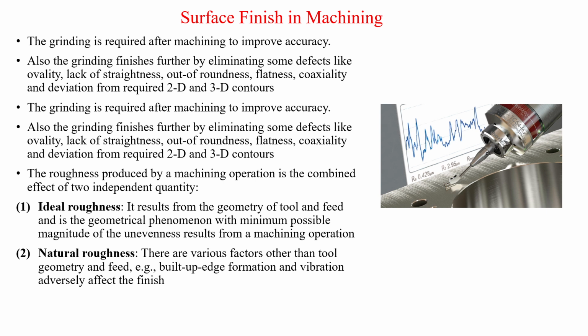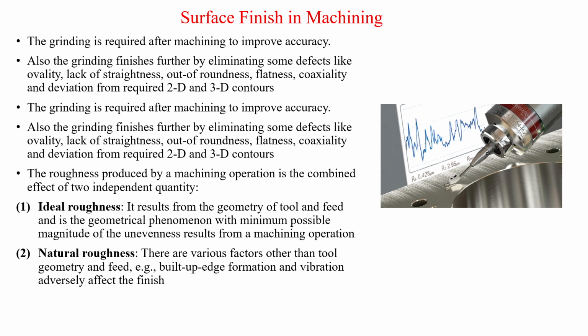See, from the name only you can see, ideal roughness is a very normal, very ideal kind of roughness. It results from the geometry of the tool and feed, and it is a geometrical phenomenon with the minimum possible magnitude of unevenness resulting from a machining operation. So basically, ideal roughness is because of the tool geometry, feed or depth of cut, or any geometrical phenomenon. So it involves the very minimum value of roughness which can be produced.